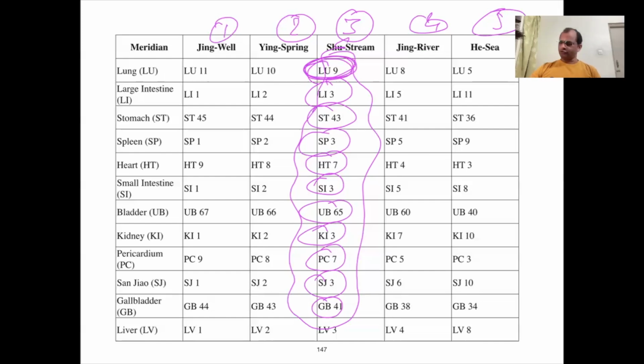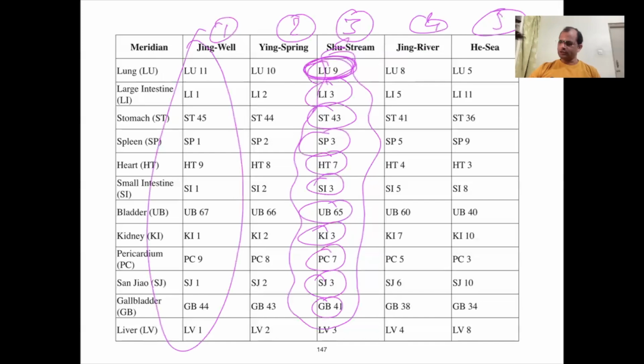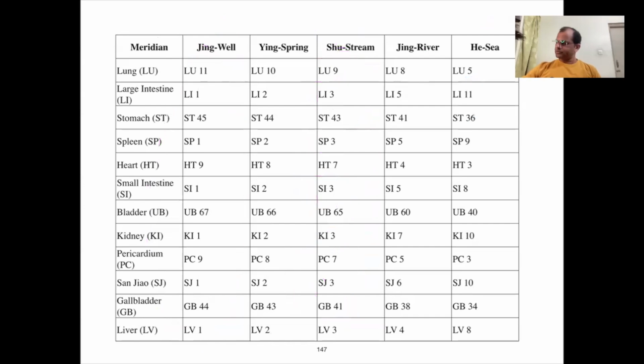So in this way, the first point is for emergency. Third number point for balancing the entire meridian. And the fourth and fifth number points have a vast amount of energy. Right.